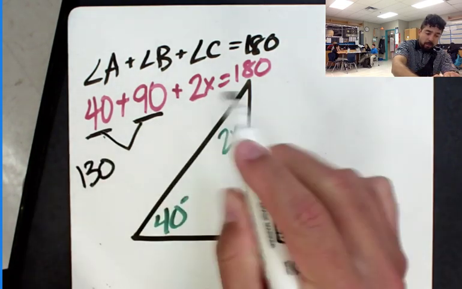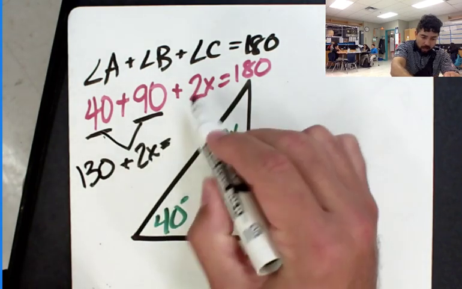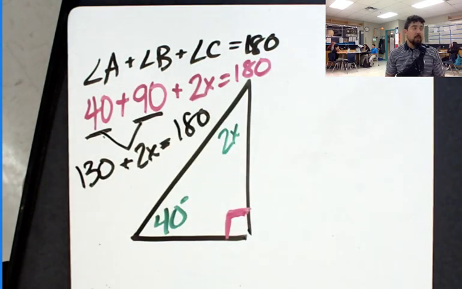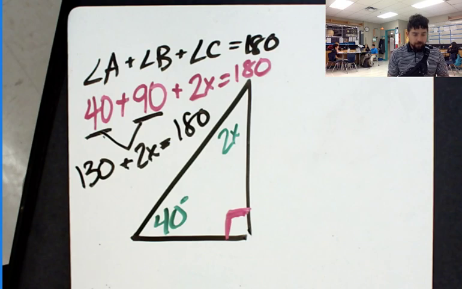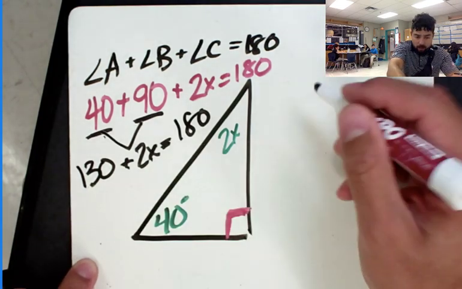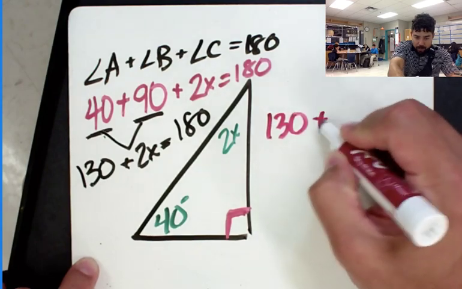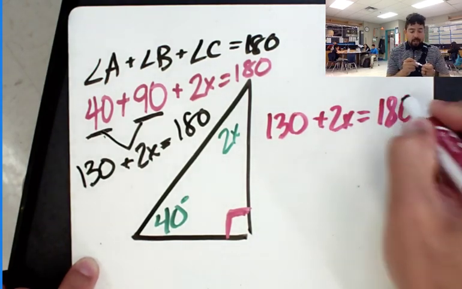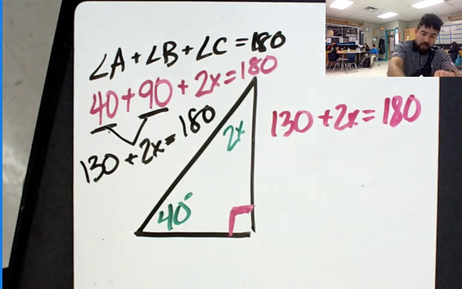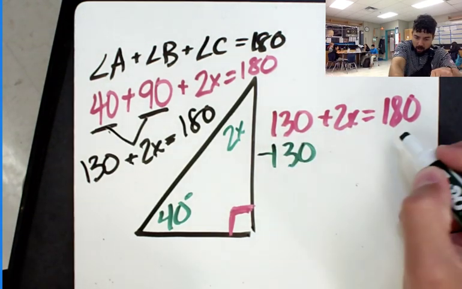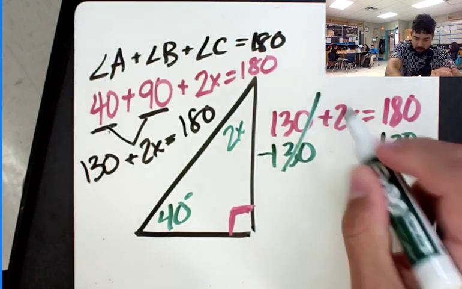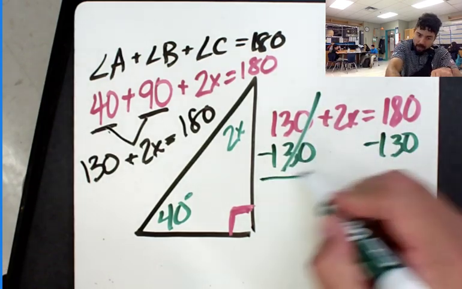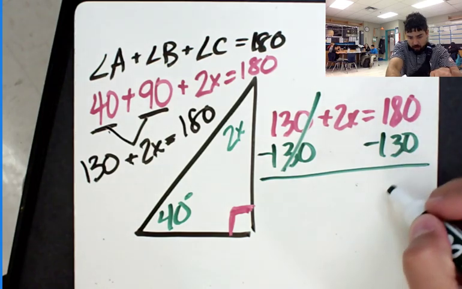So now we have 130 plus 2x equals 180. Now we have a two-step equation that you guys know how to solve and you've done pretty well at it. What's the next step here? You have to subtract 130 from 180. We're going to subtract 130 from both sides. I'm going to rewrite it over here just so we can see it a little clearer. 130 plus 2x equals 180. And then someone said we have to subtract 130 from both sides of the equation. So 130 and 130 cancel out or equal 0. 180 minus 130 is? 150.